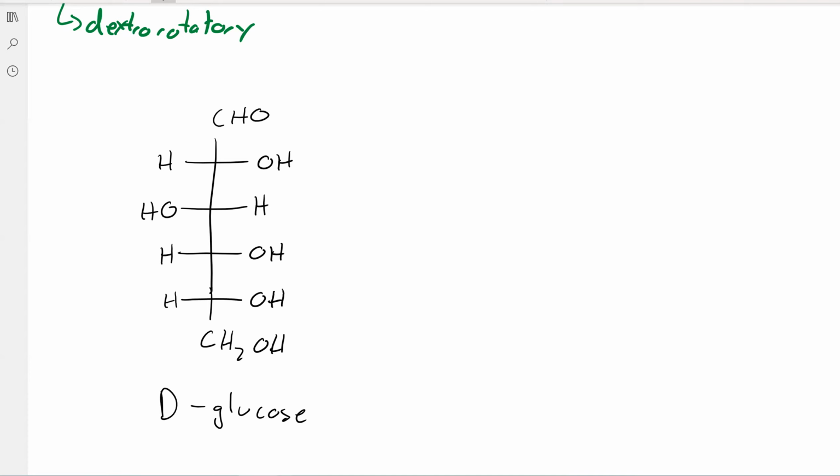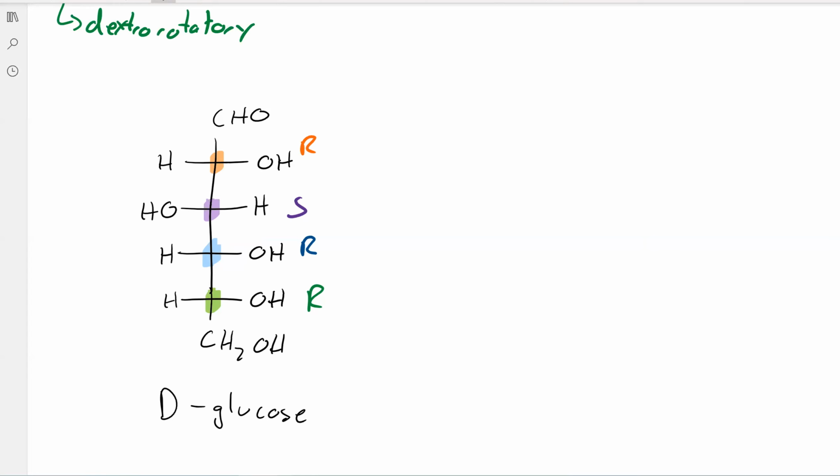Right, and then go ahead. I want you to pause the video, identify all of the stereo centers, and then identify whether they are R or S. All right, so hopefully you've done that. You'll identify this stereo center as R, this one down here as S, R again, and then R again. There are different tricks to do this quickly, or you can just use the right-hand rule.